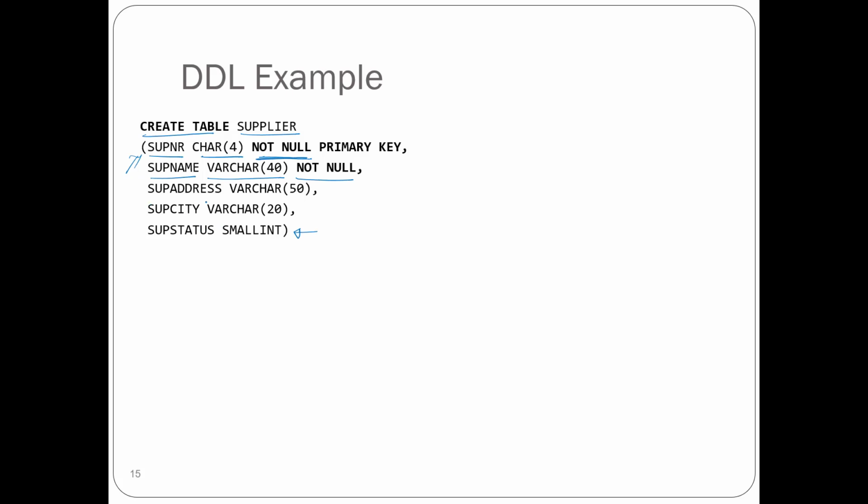The third column defines the supplier address, SUPADDRESS, similar to the SUPNAME. It is varchar 50, maximum 50 characters. Then we have the declaration of the next column, which is SUPCITY. It is again varchar 40 characters long. Finally, we have SUPSTATUS. SUPSTATUS is a small int. And that completes the definition of the create statement for our very first table, which is supplier.